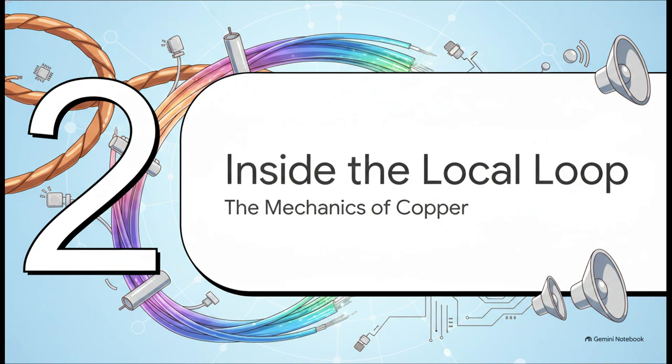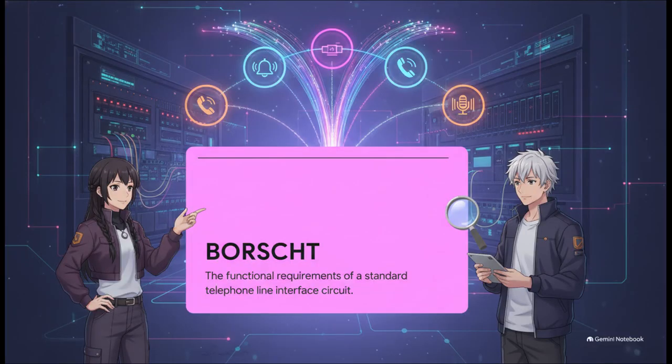Moving right along to Section 2, inside the local loop, where we'll look at the mechanics of copper. So at the central office, every single telephone line connects to a subscriber line interface circuit, or SLIC for short. And to make your phone actually work, this interface has to perform 7 absolutely vital functions. Engineers universally remember these using the acronym BORSCHT. I know, it sounds like the soup, but it's a real game changer in telecommunications.